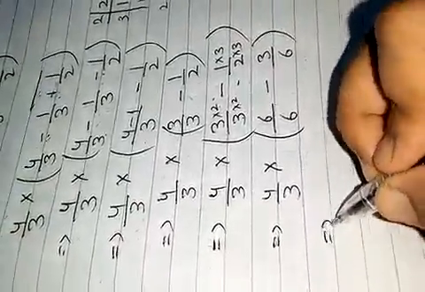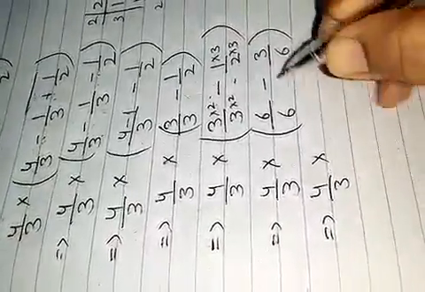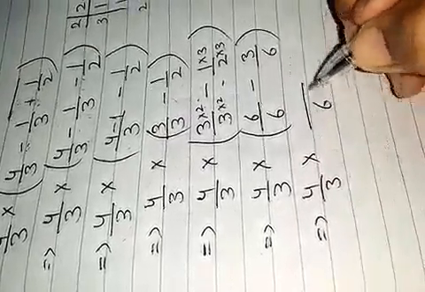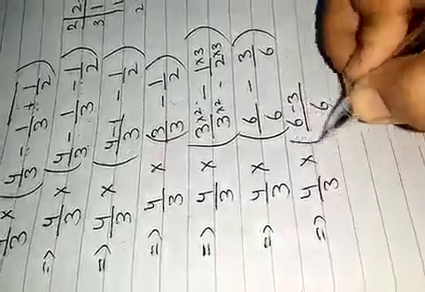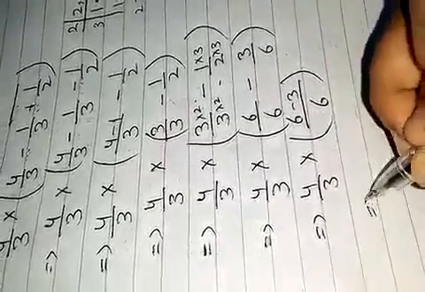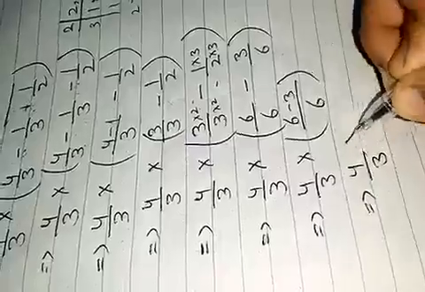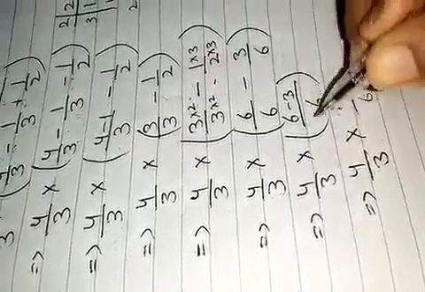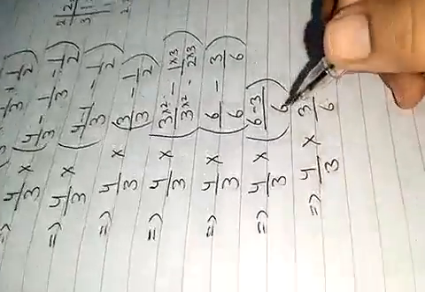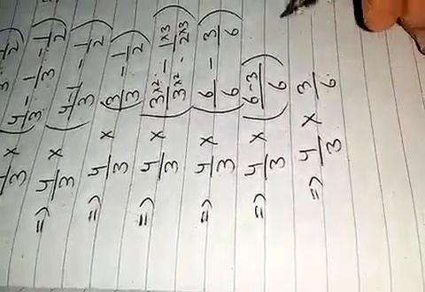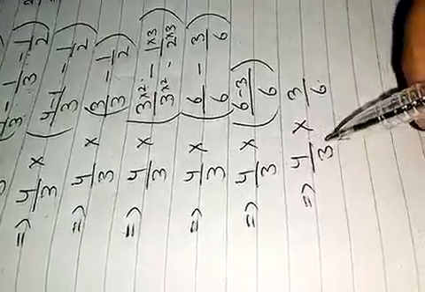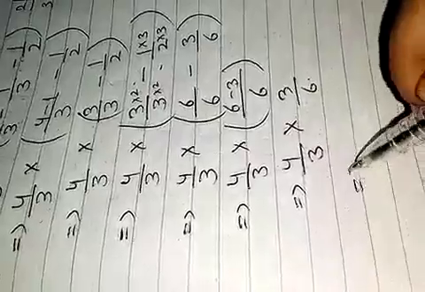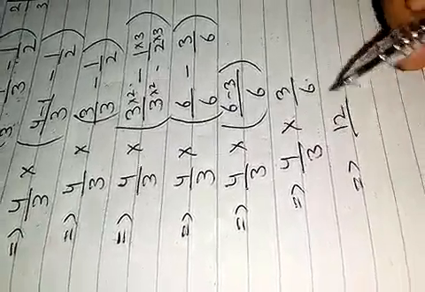Again we write 4 upon 3 multiply by, now the denominators are the same, so we write the denominator once, and 6 minus 3. Then in the second step, 6 minus 3 is 3 upon 6. Now the bracket is solved, so we write the remaining values as they are. Now we have multiplication. 4 3s are 12, 3 6s are 18.